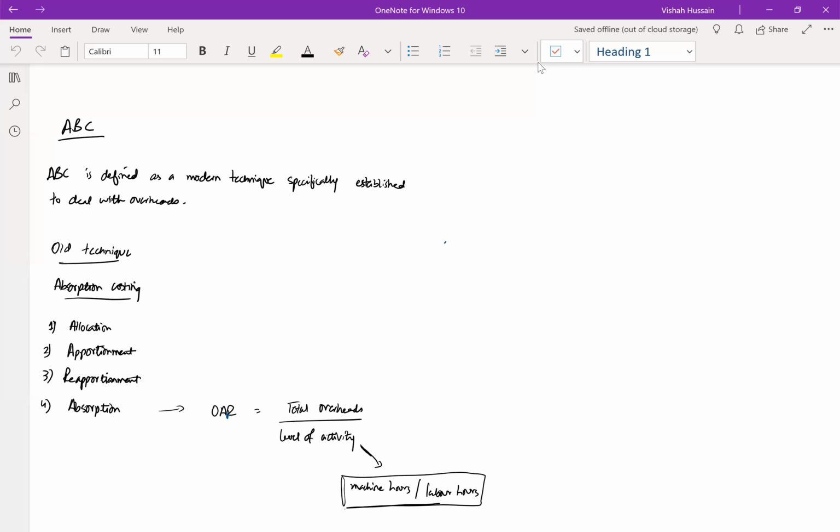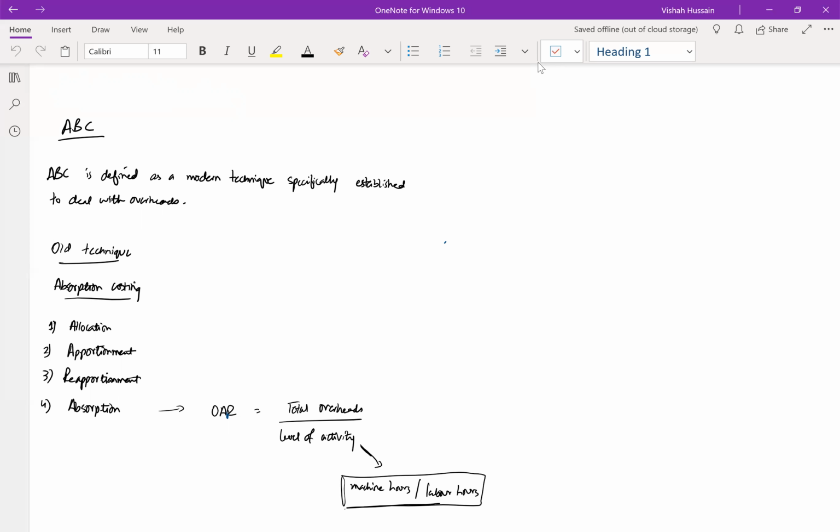Okay. Now, we have agreed that ABC and absorption costing were both used for the same thing, that is to deal with overheads. However, ABC is a modern technique and absorption costing was an old technique. So why did we switch from absorption costing to ABC? The reason is that if you remember, in absorption costing there were 4 steps: allocation, then apportionment, then reapportionment, and then absorption.